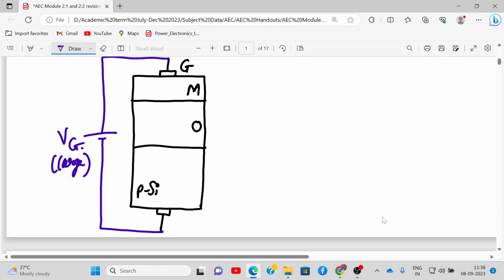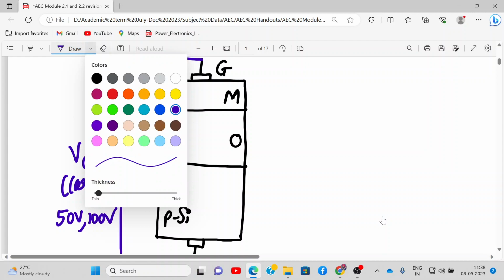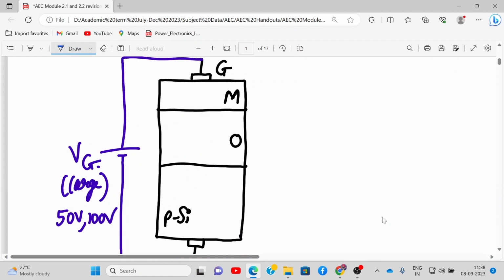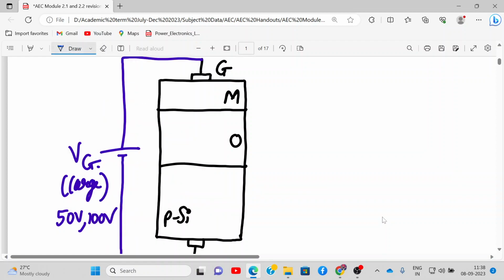Okay, let's say large value is how much? Let's say 50 volt or 100 volt. All right. So now what will happen? There will be a depletion region, of course, consisting of these carriers, right? Yeah, these carriers will be there. So this is my depletion region. I'm not drawing the immobile carriers for simplicity.